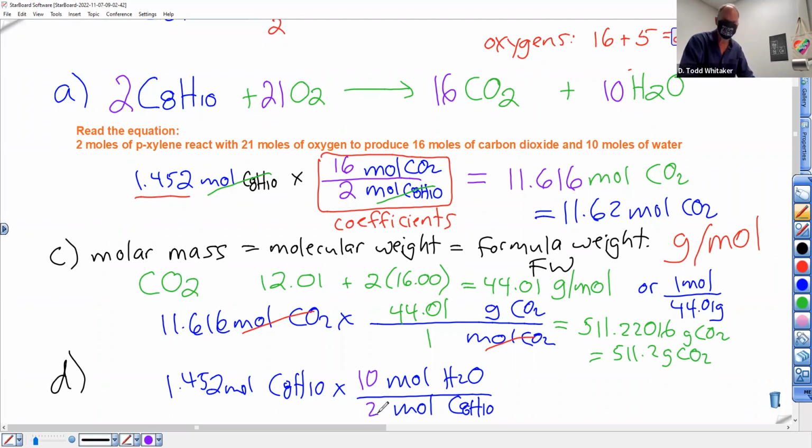Coefficients. What are coefficients used for? Converting moles of one substance to moles of another. Very good. We're on a roll now. So 1.452 times 5 is 7.26 on the button. So I put a 0. And that's moles H2O. Is that the end of this activity yet?